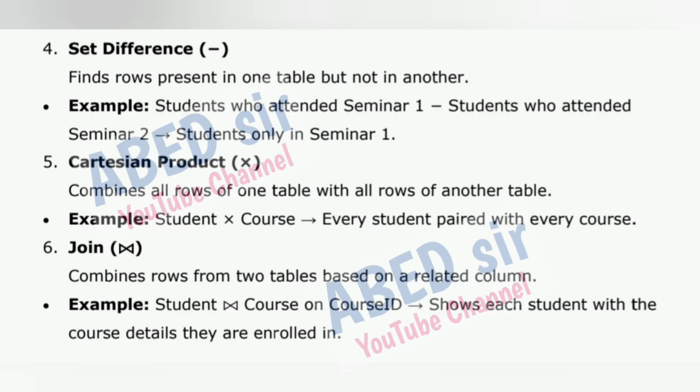5. Cartesian product, times. Combines all rows of one table with all rows of another table. Example, student times course, every student paired with every course. 6. Join. Combines rows from two tables based on a related column. Example, student join course on course ID shows each student with the course details they are enrolled in.